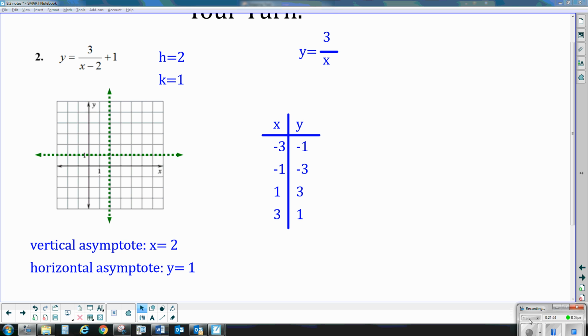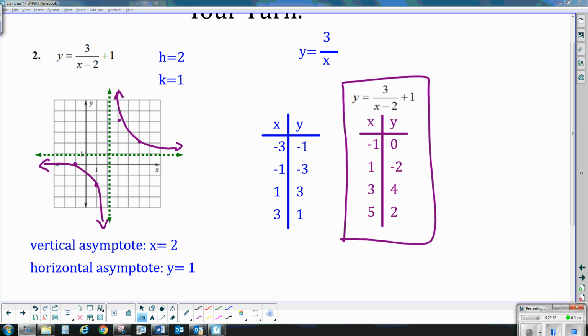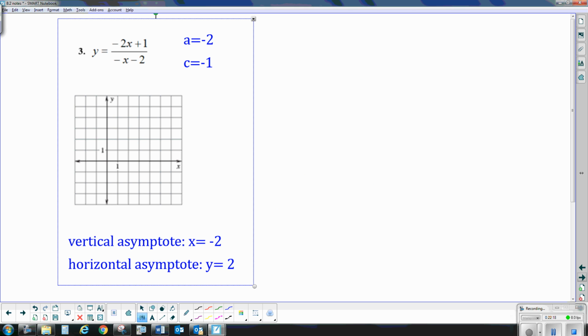I'm just going to pick a few points that are easy to plot, so 3s and 1s. And now before I actually graph these, I'm going to first add 2 units to my x and add 1 unit to my y. Then I'm going to plot my points and sketch in my hyperbola branches. And your final graph should look like this. Okay, now let's look at the next example, number 3, that you did on your own, for the solution.